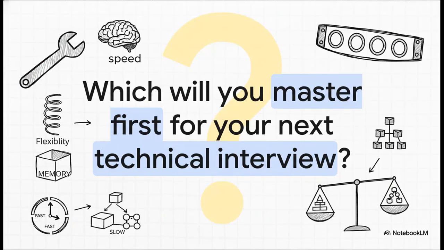So, now that you know the trade-offs, what's the big takeaway? It's that there's no single best tool. There's only the right tool for the job. It always comes down to that fundamental trade-off in computer science: speed versus flexibility versus memory. So I'll leave you with this question. For your next technical interview, which of these structures are you going to master first?